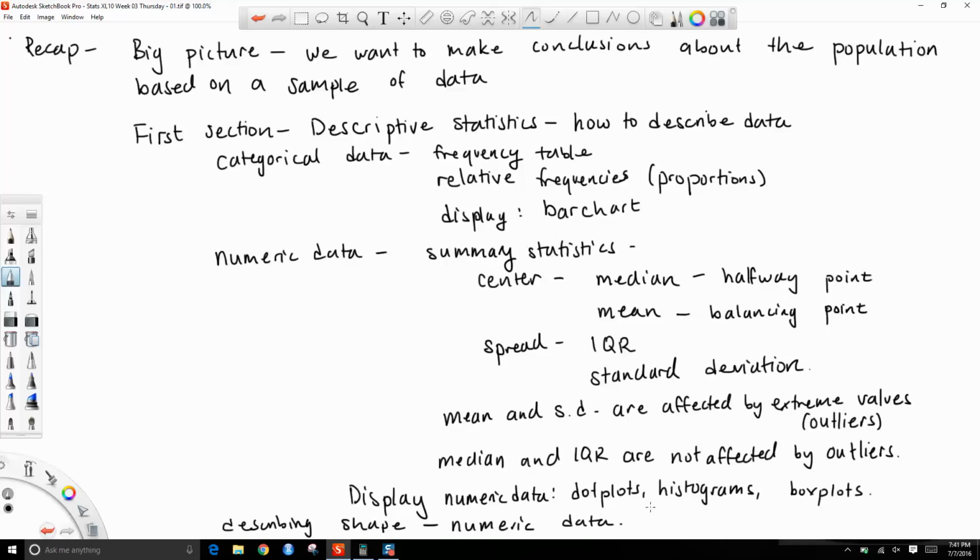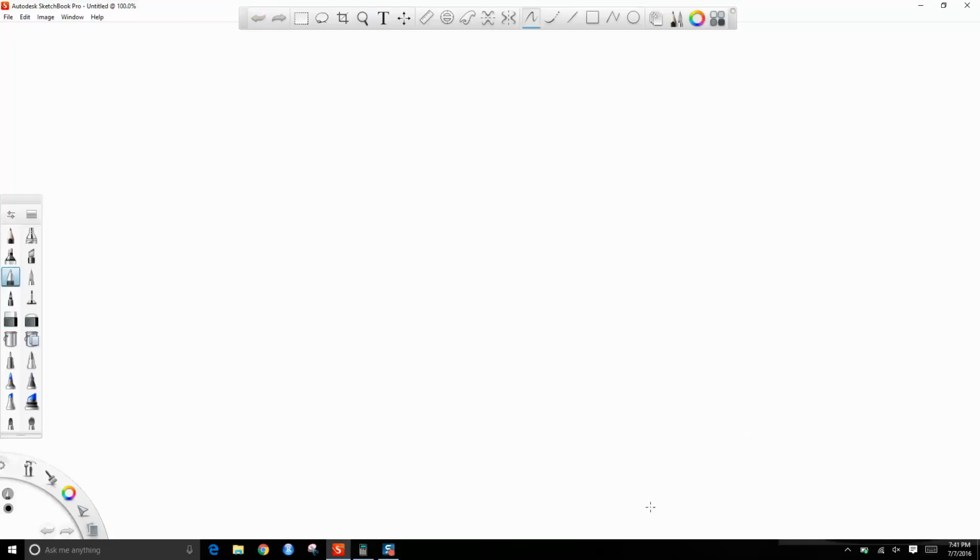So this is kind of where we've been so far. We're just learning how to describe data, learning kind of the summary statistics, some of these tools that we have available to us to describe data. And today we're going to cover more on this section on descriptive statistics, and we'll be talking about describing a relationship between two numeric variables.